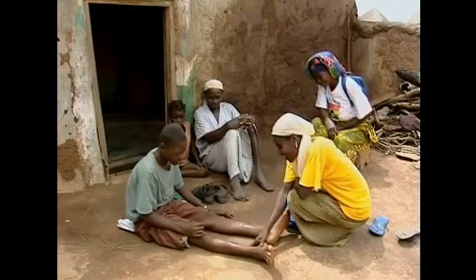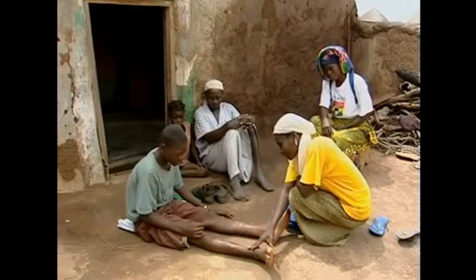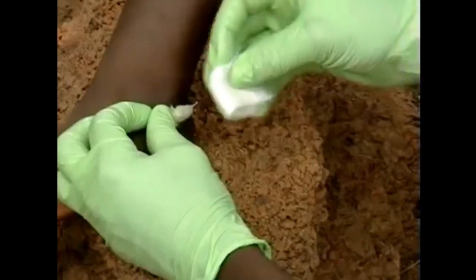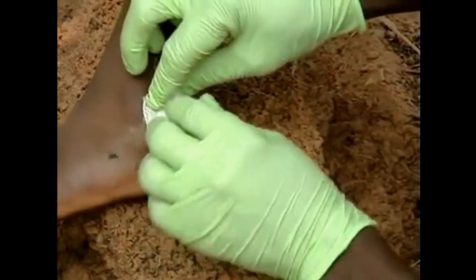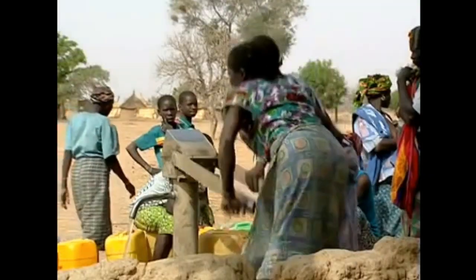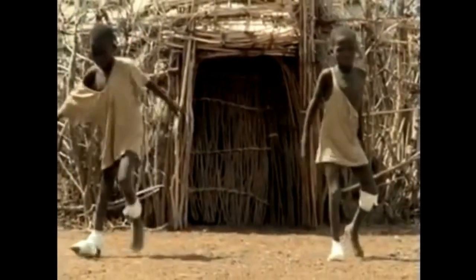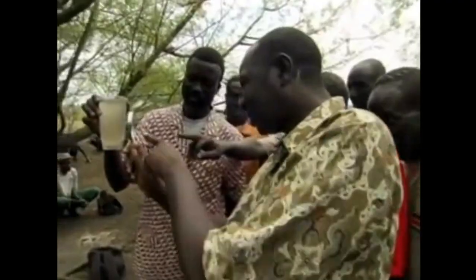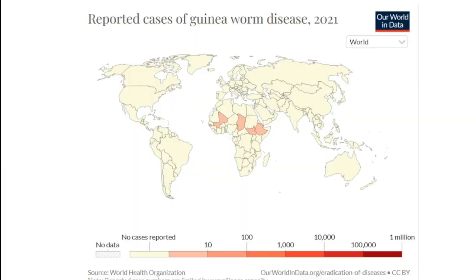The impact of the disease on affected populations is, of course, very significant. The pain and disability associated with the infection can make it difficult for people to work and carry out their daily activities, such as going to school or earning the weekly wages. Guinea worm disease was once a widespread problem, affecting millions of people in Africa and Asia. However, due to the concerted efforts by the international community, the incidence of the disease has declined dramatically.